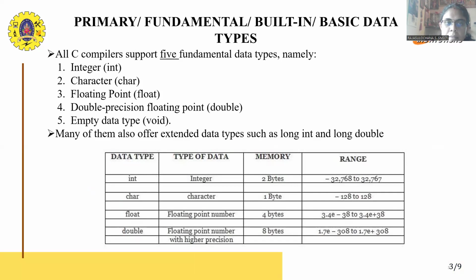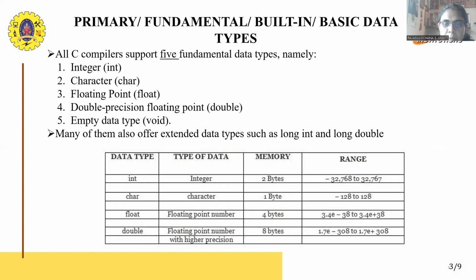So there are 5 fundamental data types that are supported by the C compilers. They are integer, character, floating point, double precision, which is also a floating point data type, and null data type or empty data type, which is represented using the keyword void.